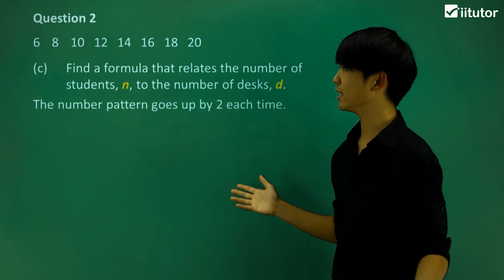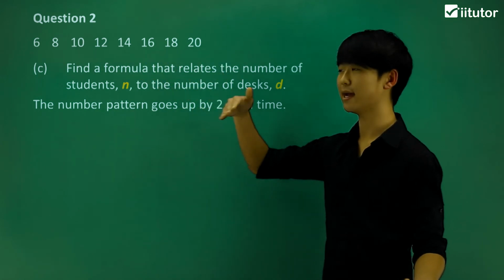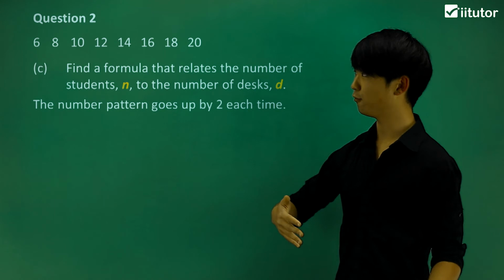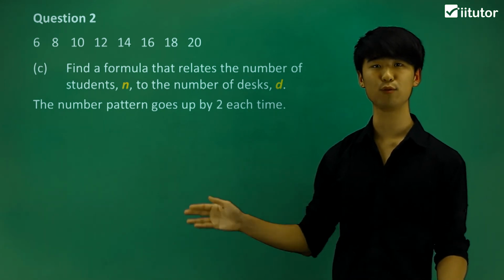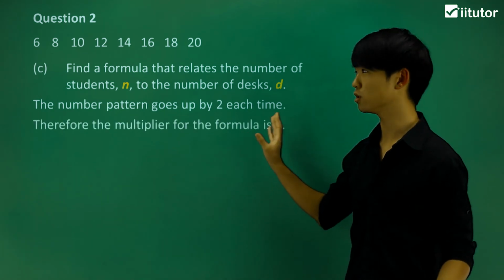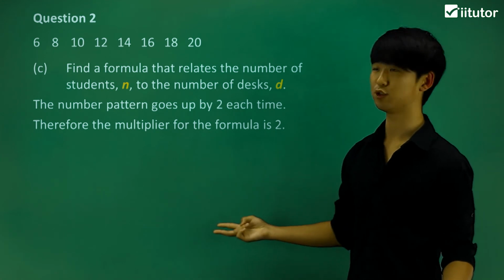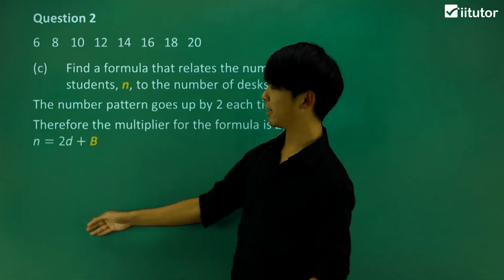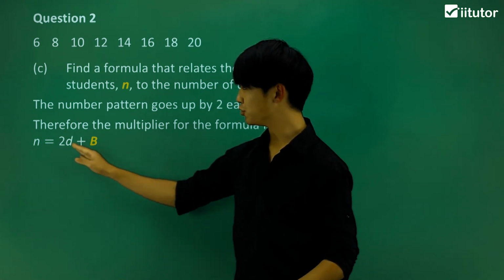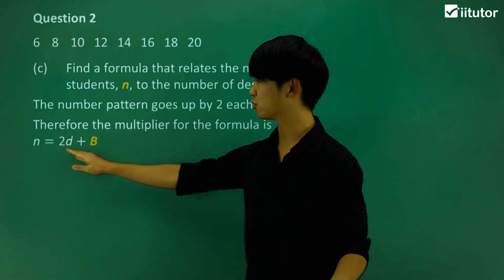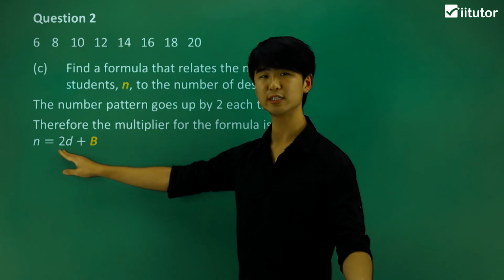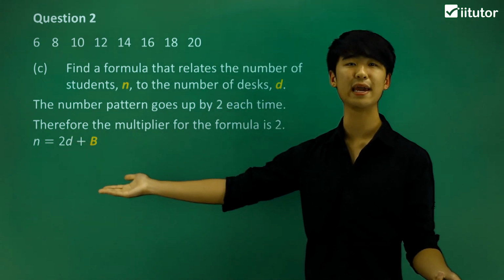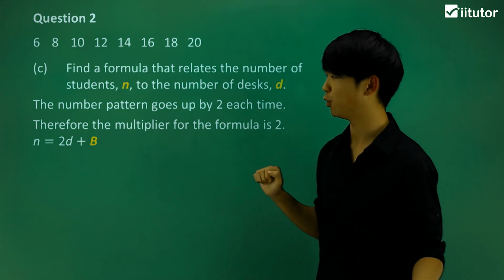Okay, so we can note that we found that pattern that it goes up by 2 each time. So what does that tell me? Well, if you look at before, we know that the multiplier then would equal 2. Okay, so the multiplier in this formula is simply 2. Well, how does that help us? If you take a look at our linear equation again, N equals 2D plus B. So that 2 is replacing the A. So remember our linear equation was N equals AD plus B, and we found out A equals 2, so I'm just going to replace that into the formula.